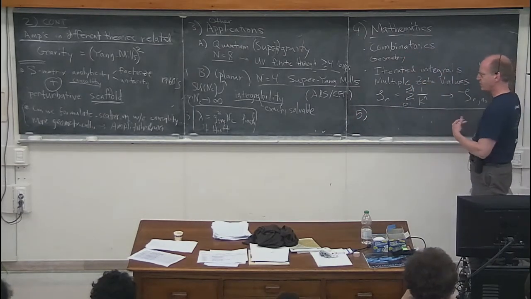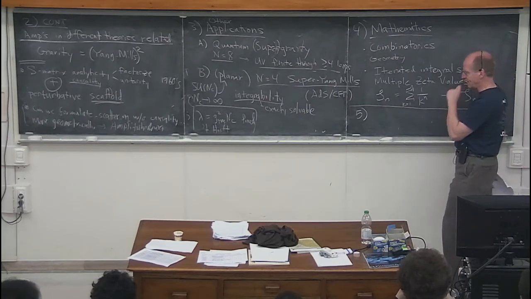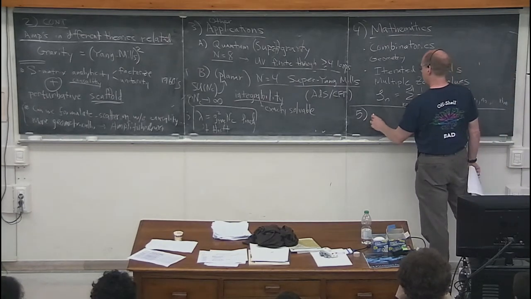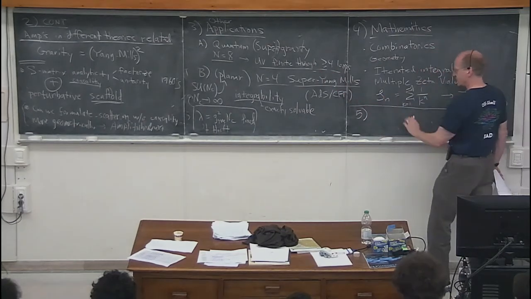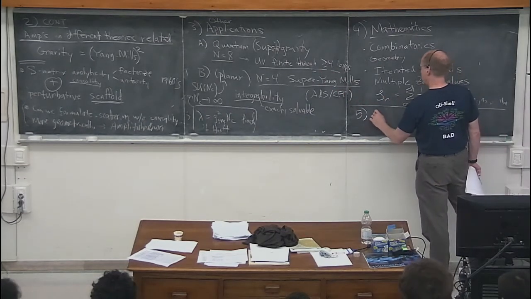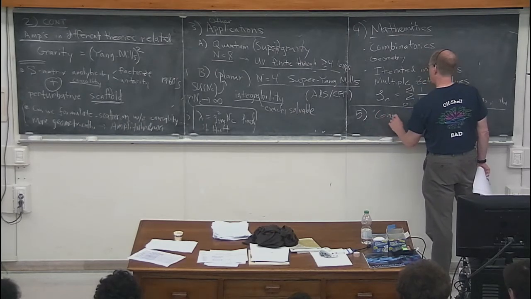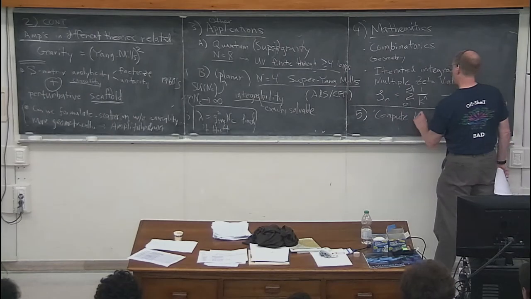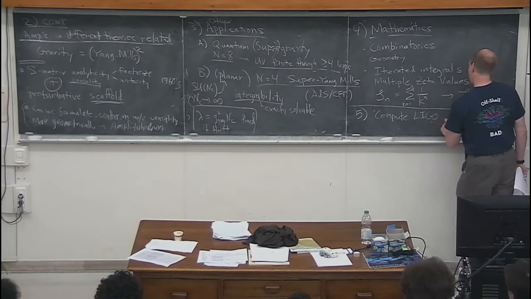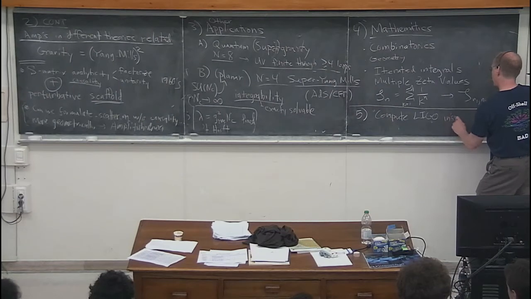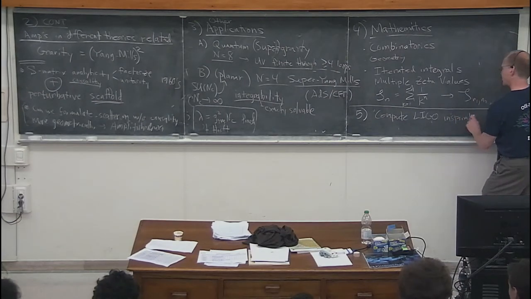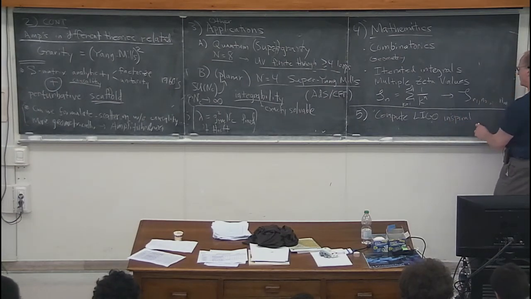And maybe one last motivation would be to look for other kinds of applications that are not strictly about scattering amplitudes. And one example would be to try to use gravity equals Yang-Mills squared somehow to do things like compute LIGO binary inspiral waveforms. So this isn't something that's really happened in practice yet, but people are thinking about it.